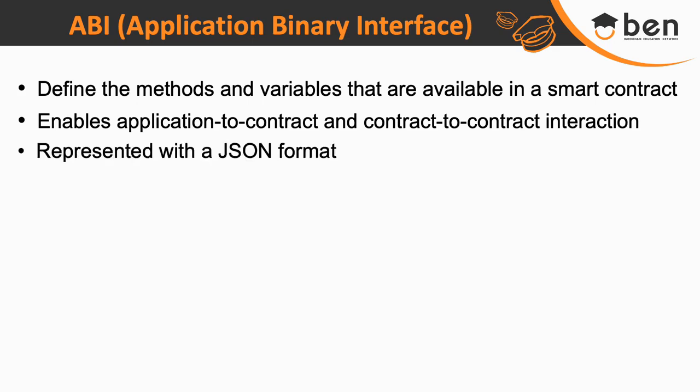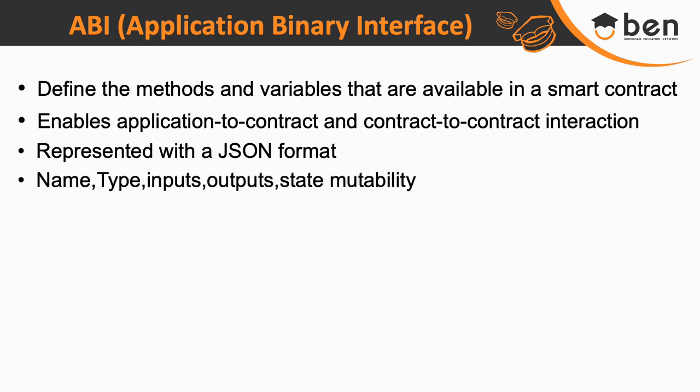ABI is basically represented in a JSON format. JSON format means a key value pair kind of thing. So we have a complete object, where you have some keys and then the mapped values to it. Some of the important keys in the JSON format for ABI are the name, the type, the inputs, meaning the input parameters expected, the outputs expected, and the state mutability. State mutability we'll be discussing in detail in our upcoming lesson. Basically it means whether you are trying to change the state of the variables or not. So this is about ABI.